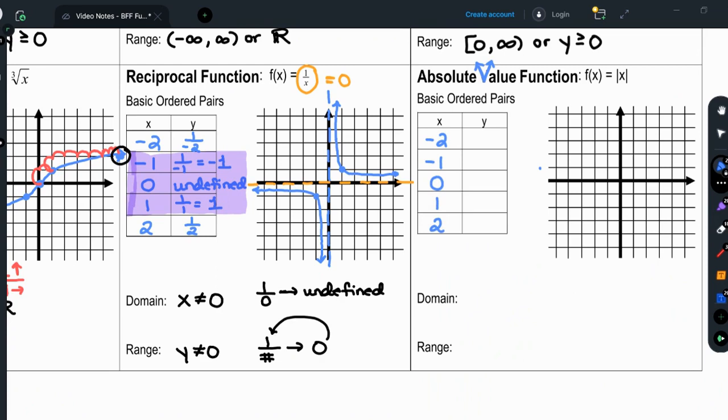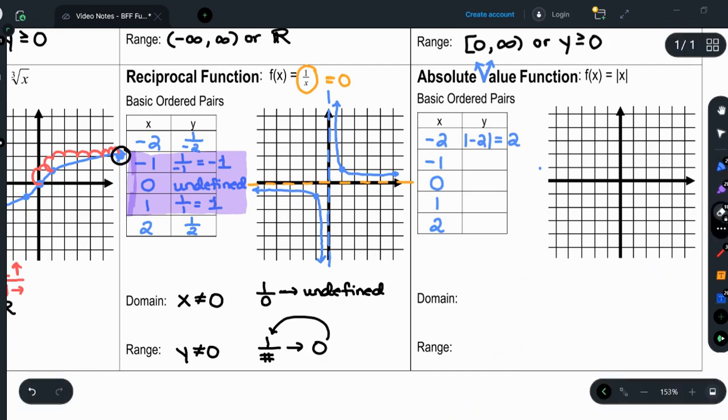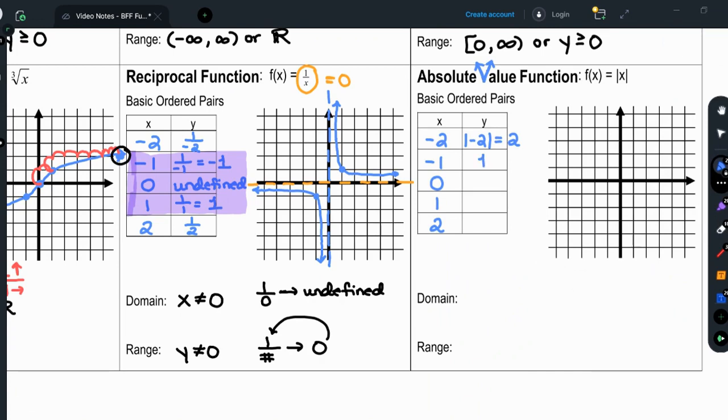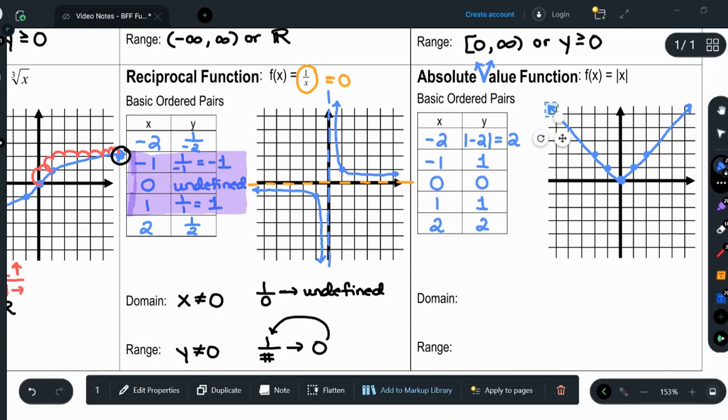Well, when I input a -2 into that absolute value, I know it will always come out to be a +2 because it's talking about the distance that value is away from 0. When I plug in -1, I'll get +1. When I plug in 0, the absolute value of 0 is 0. When I plug in 1, the absolute value of 1 is 1. And when I plug in 2, the absolute value of 2 is 2. So I go ahead and graph those points. And just like I stated, I'll make a nice V shape, which is really cool. So that's going to be my absolute value function.